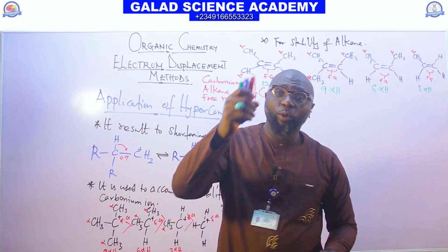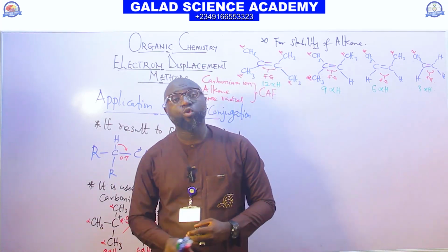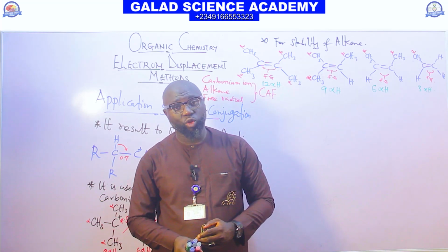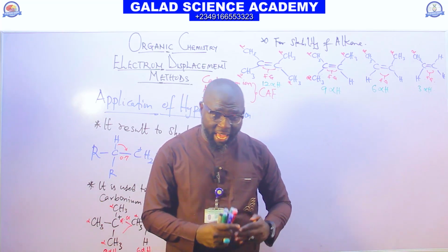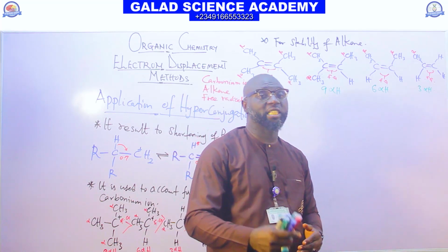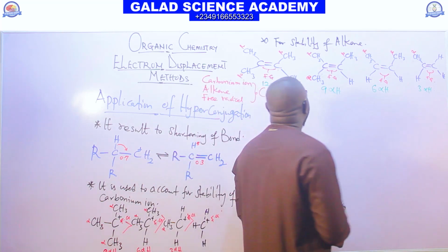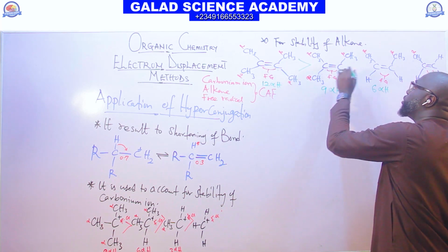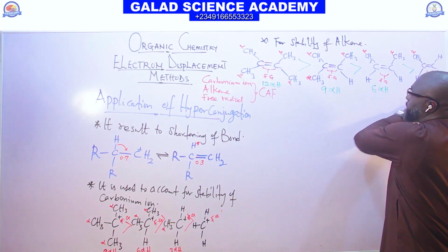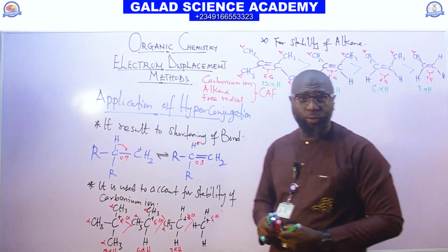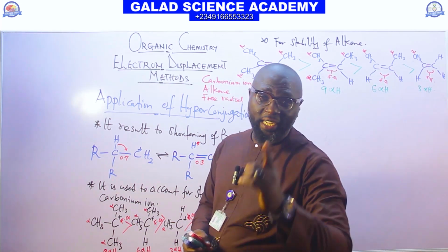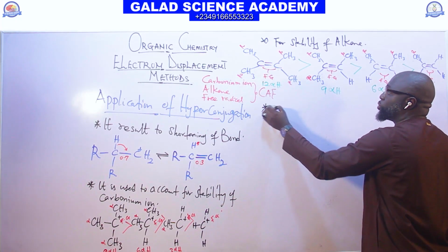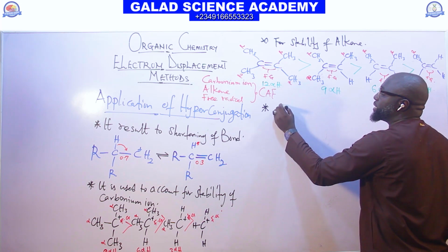Once you know this, any one of them that has the highest number of alpha hydrogens must be the most stable compound because it will also have the highest number of resonance structures. As I said, as you increase the number of resonance structures, you increase the stability of the compound. So this compound is most stable, followed by this, followed by this. This is the least stable. Am I communicating?